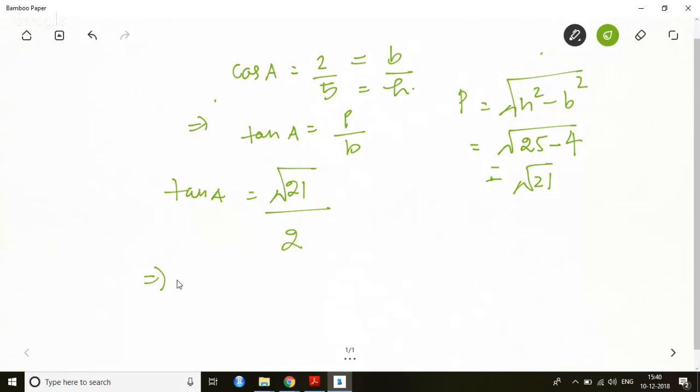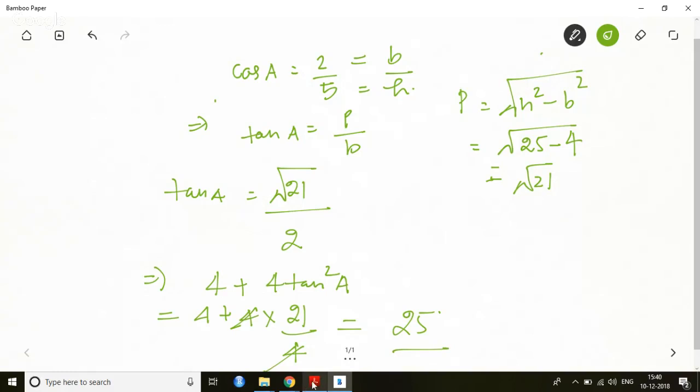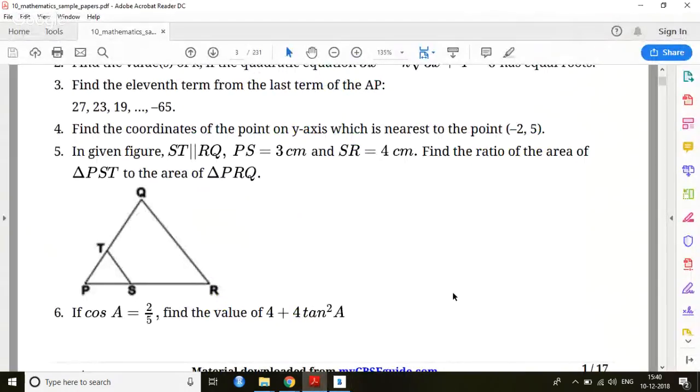What do I have to find out? I have to find 4 plus 4 tan square A. So this is 4 plus 4 into tan square, which would be 21 divided by 2 square, 4. This 4 and 4 are gone. 4 plus 21 comes out to be 25. So that's your answer. So I have solved these 6 questions.